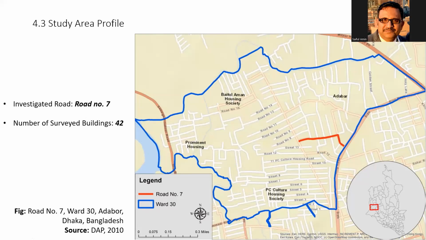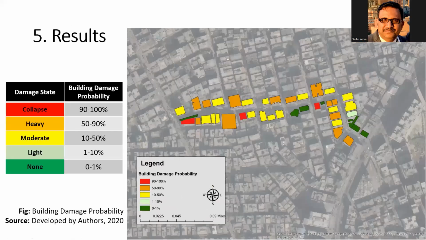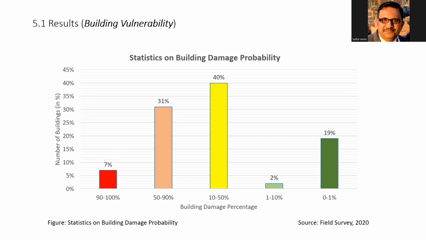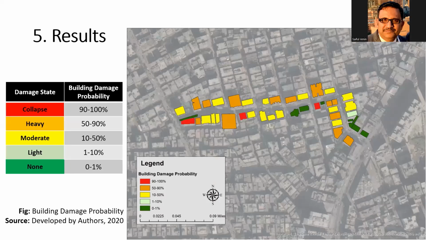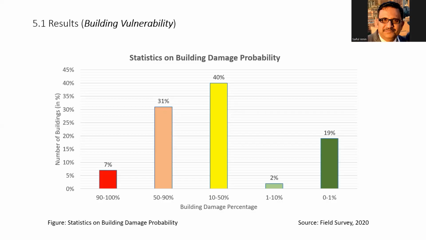In this regard, we have selected all the buildings alongside road number 7, and that incorporates about 42 buildings within this area. Now, after conducting our VR survey, we have identified this scenario within this area, where the green color shows less probability of damage, and vice versa, the red color shows the highest damage probability. And you can see that though there are fewer buildings identified as highly vulnerable, that is 90 to 100% building damage probability, most of the buildings are of medium range vulnerability, and that is around 40%.